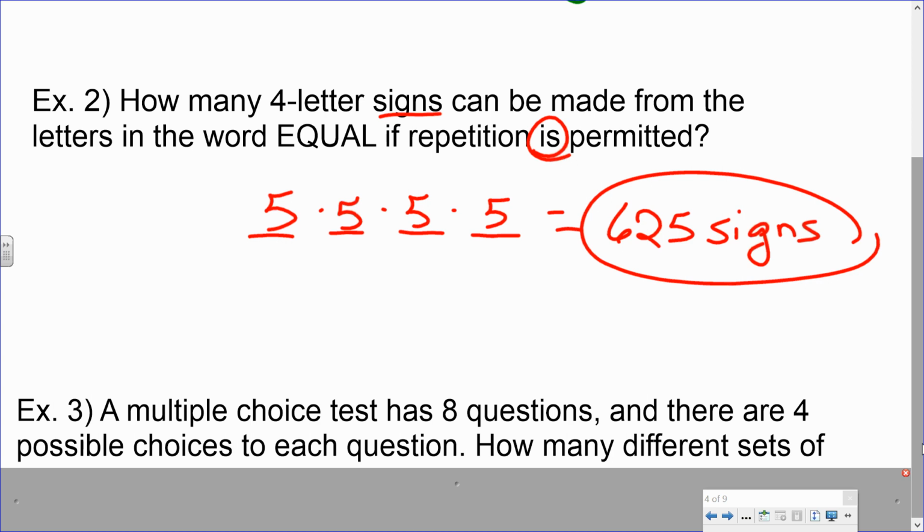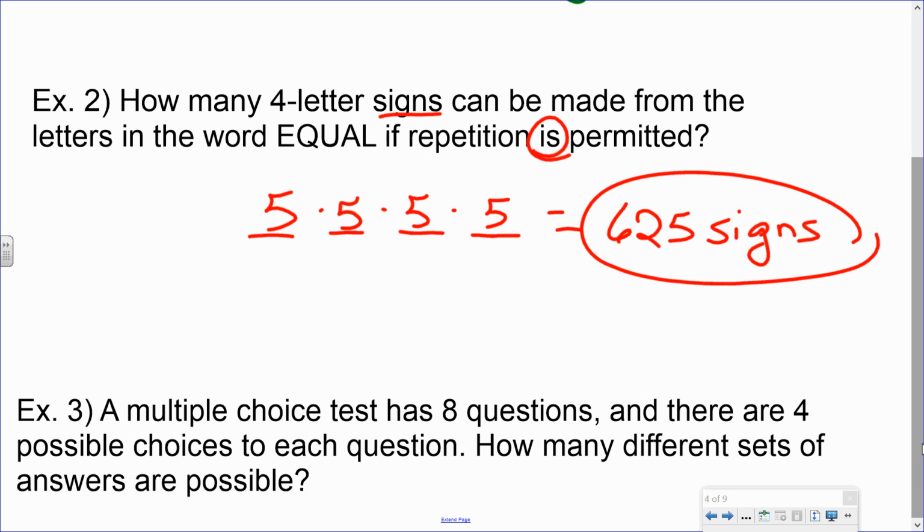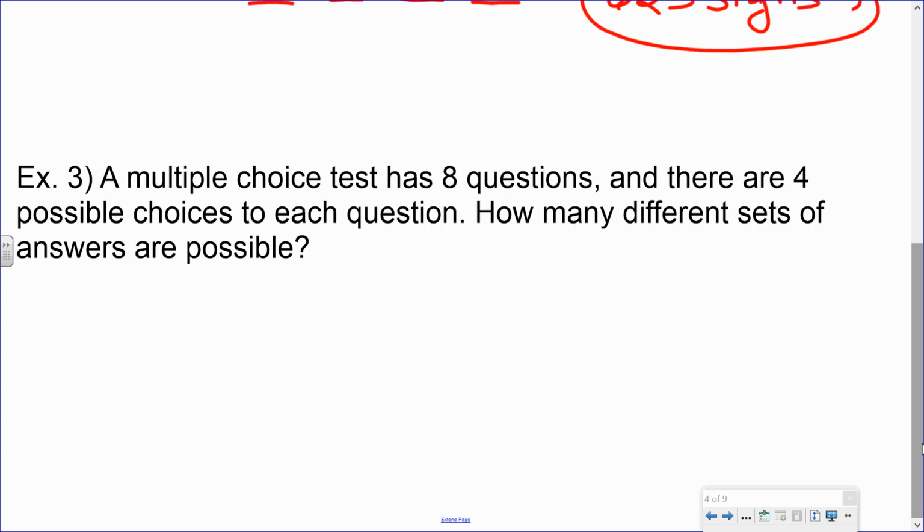Okay, a shorter midterm than what you guys took recently. Only 8 questions. A, B, C, D as your possible answers on those. So let's see, 8 questions. So 1, 2, 3, 4, 5, 6, 7, 8. How many answer choices do you have for the first question?